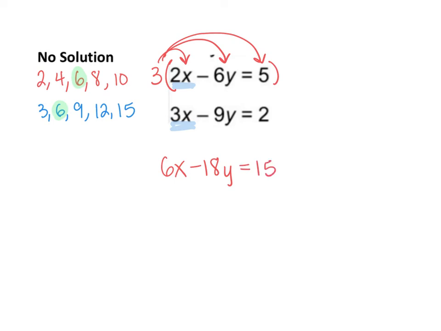So I have a 6x here, positive. That means my next one, when I multiply, should be a negative 6 because I want them to be opposites. So I'm going to multiply the bottom equation. If I want this 3 to become a 6, I'm going to multiply it by 2, but also a negative so that they're going to be opposite signs. Distribute. Use your calculator if you need to.